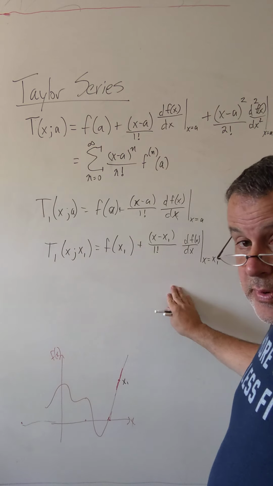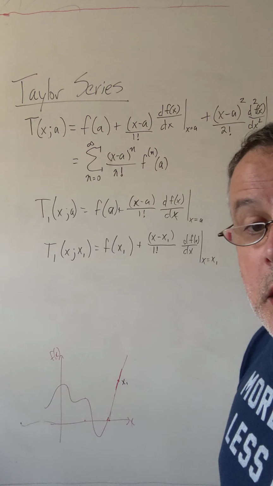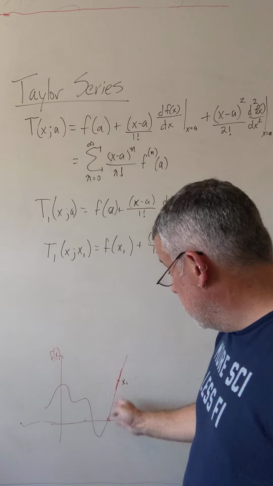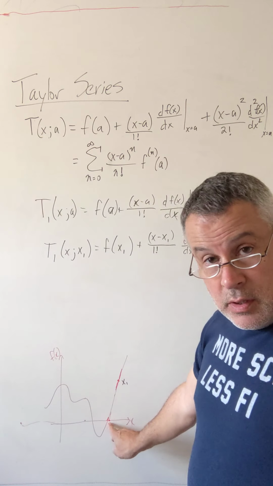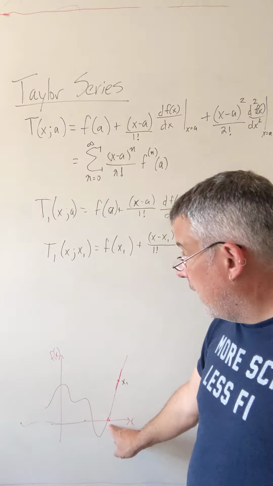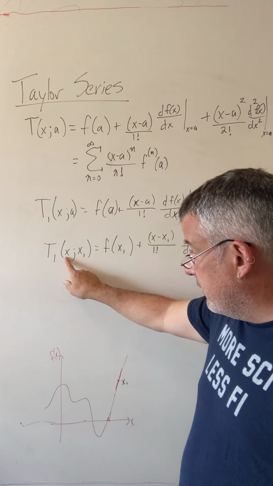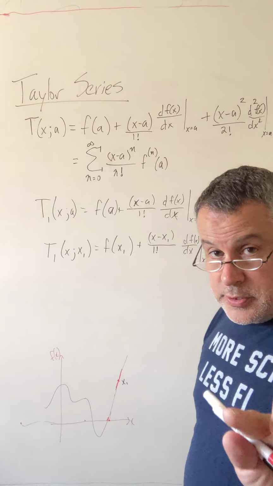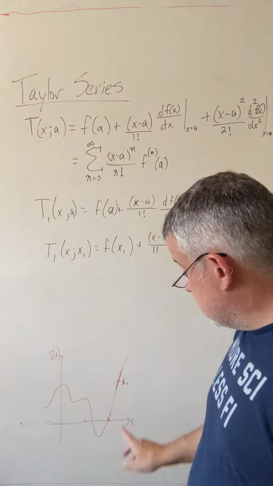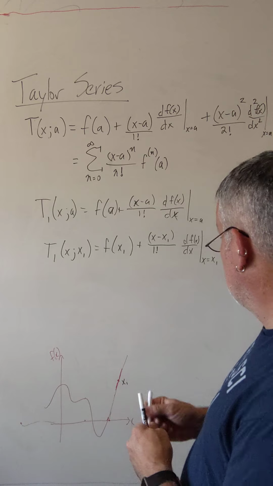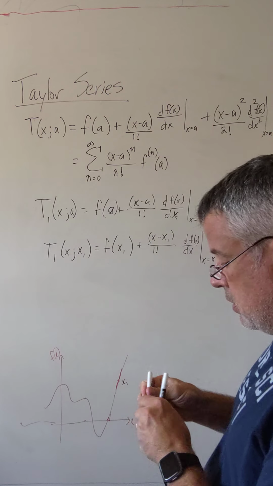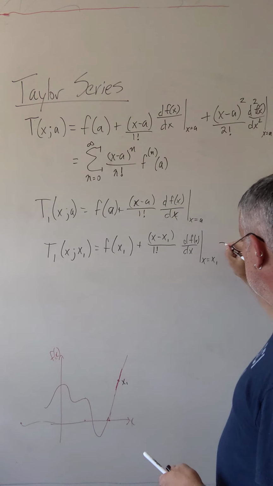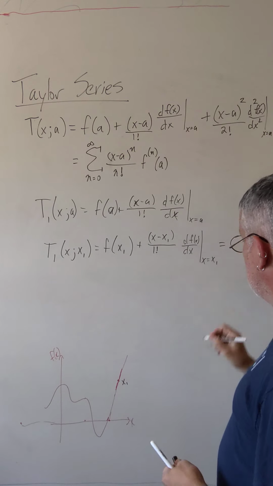This is the first guess that we have. And if this tangent function were to actually hit the line down here, that would mean that t1 of x given x1 would be equal to 0 for a particular x. That would be the x where this 0 is. So let's set this equal to 0 and solve for x.